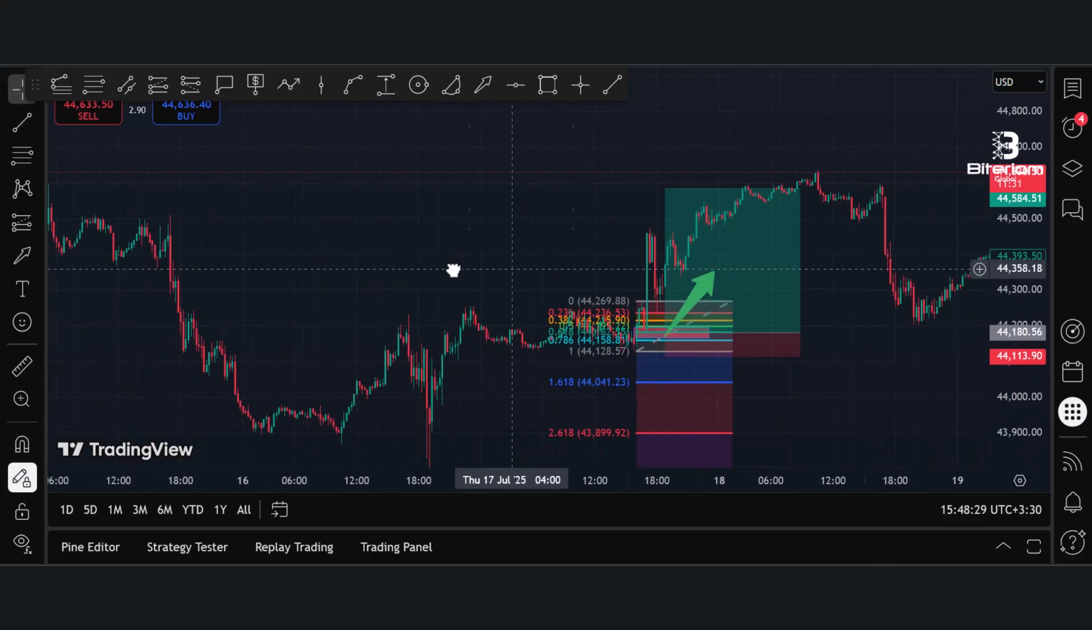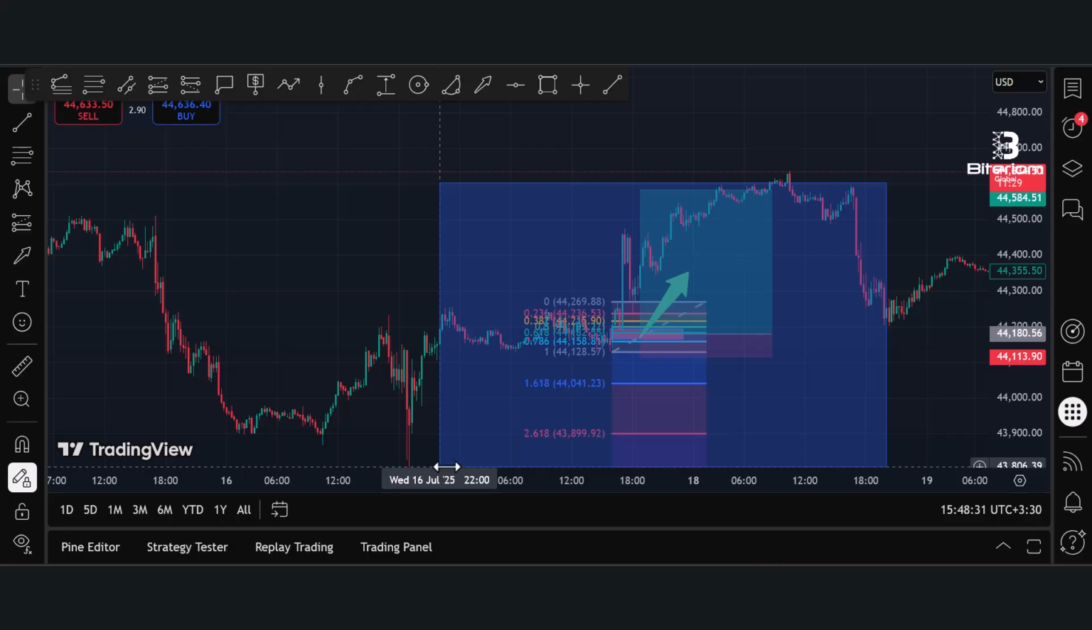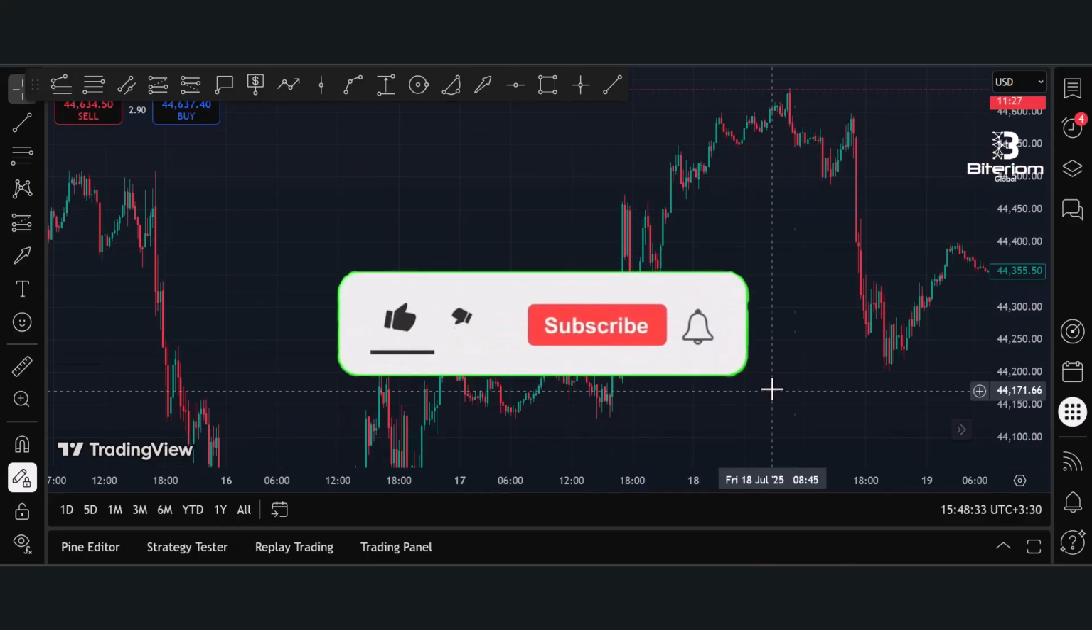Guys, for this strategy you want to see and search for a spike leg.